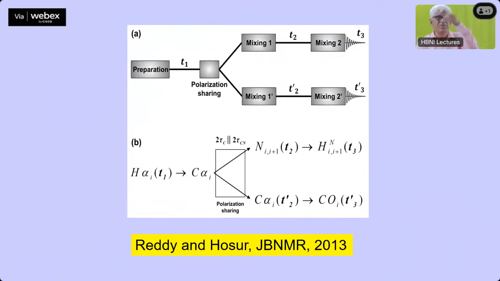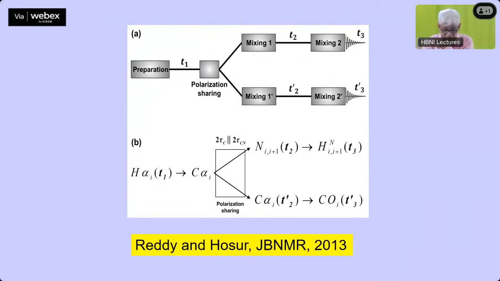So this is how you design the pulse sequence. This is called polarization sharing. Magnetization which is present here is shared between two pathways. One pathway goes here, the other pathway comes here. Now you can continue from here independently, and from here independently. You have one mixing sequence here, another mixing sequence here, mixing 2 prime, mixing 2. So you have two pathways going in this direction. Therefore, you have one T2 prime and T3 prime, T2, T3. And that is what is indicated here.